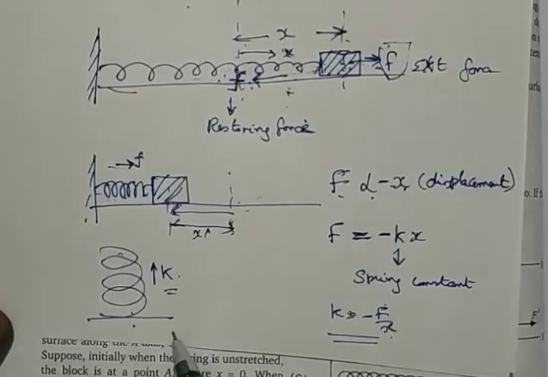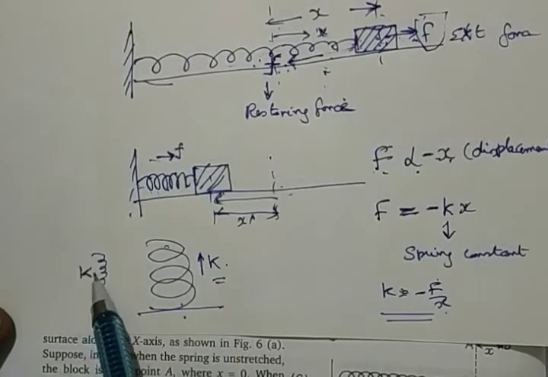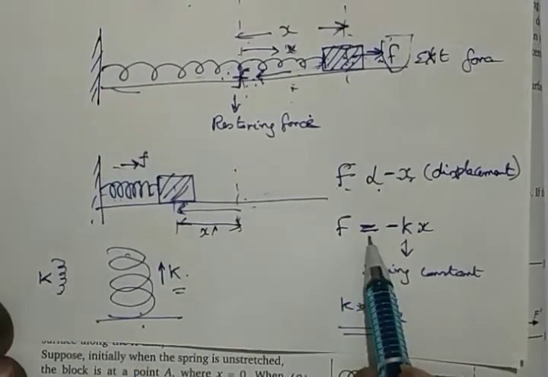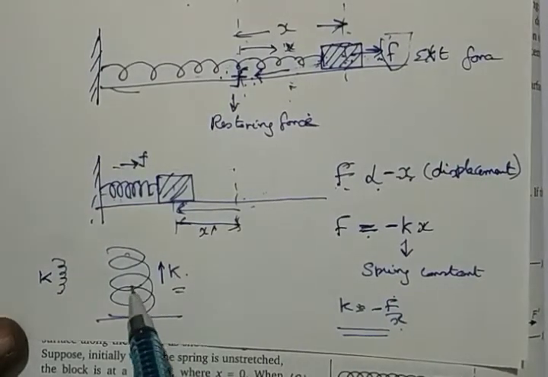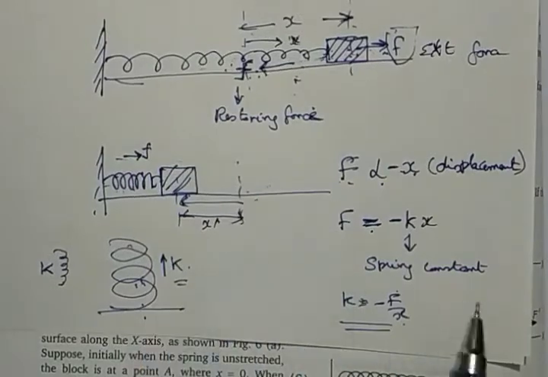K will be there. Have you seen a tiny spring inside the pen also? That also has a spring constant. Everything will have its own value of spring constant. So spring constant means how much energy it can store, and how much it can give back. So that's what spring constant is. I hope you're able to understand what spring constant is.